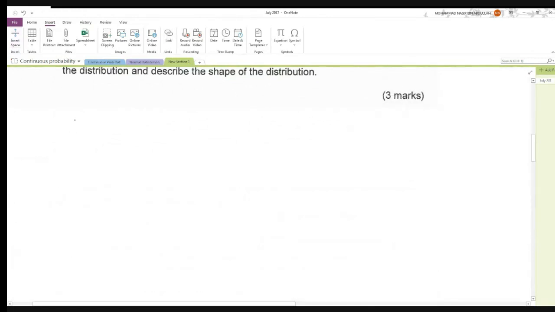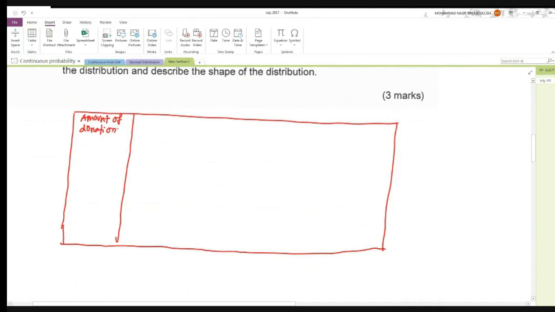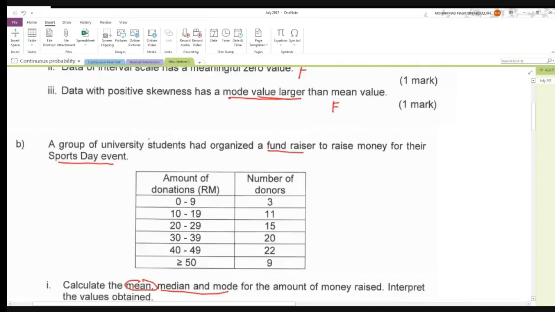So let's redraw the table. We need to open the table a bit bigger because we want to cater for everything. The first column is amount of donation. So it's easy, you make one big table and you can do everything. Mode here, median and mean. Then number of donor.